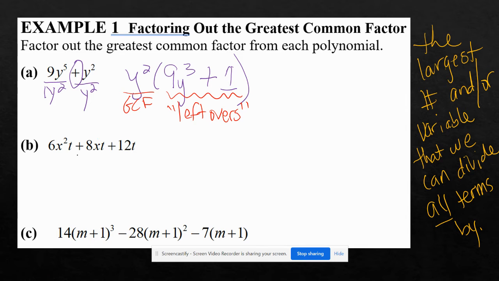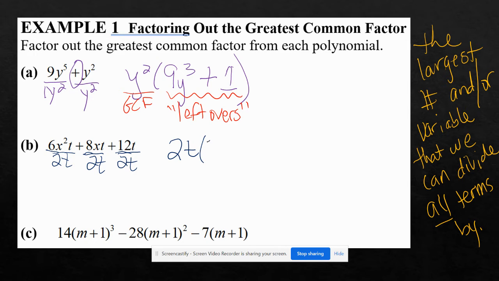If I come to letter B, I want to start with 6, 8, and 12. What's the largest number I can pull out of all of those? Well, they're all even numbers, so I know I can pull out a 2. And then we have x, but there's no x in this third term, so I can't take out an x. They do all have a t, though, so I can pull out a t. So 2t is our GCF.